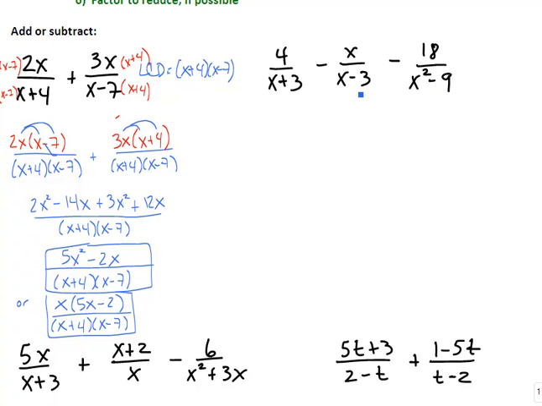Now x plus 3 and x minus 3 can't factor any further, but x squared minus 9 does factor. It's a difference of squares. So it's going to factor into x minus 3 times x plus 3.